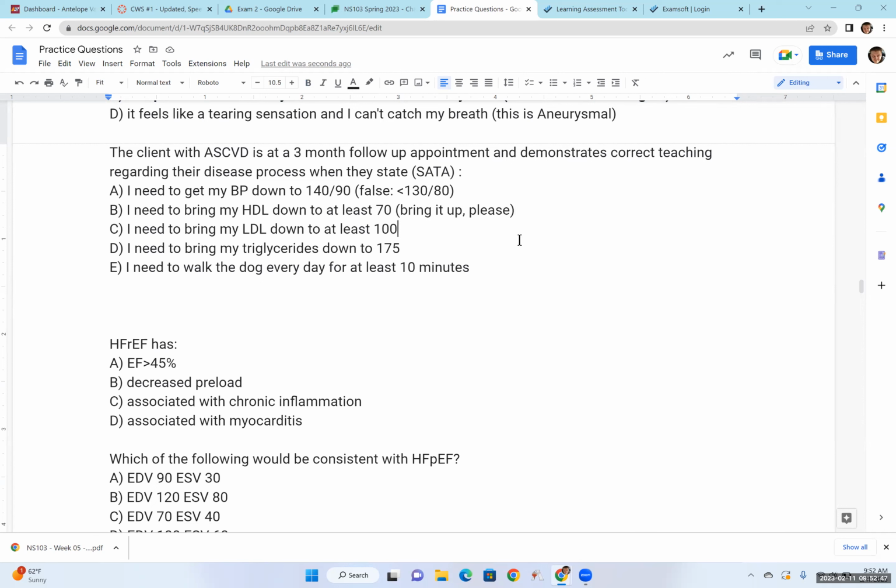So they had ASCVD, right? Client with ASCVD. And then you put down 130 if no ASCVD. And then I need to bring my triglycerides down to 175. Triglycerides should be less than 150, right? Less than 150 is target. All right, I need to walk the dog every day for at least 10 minutes. That's 70 minutes of activity. Make it greater than 150 minutes.